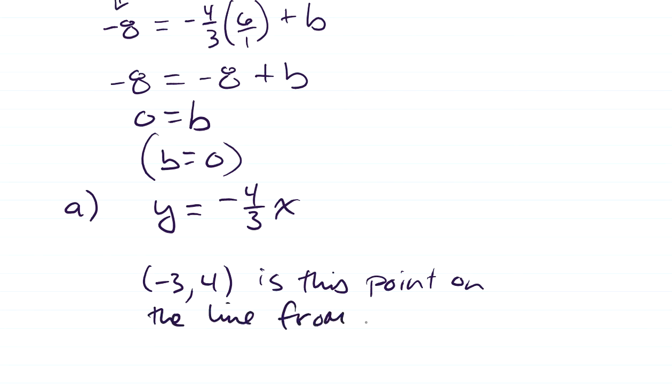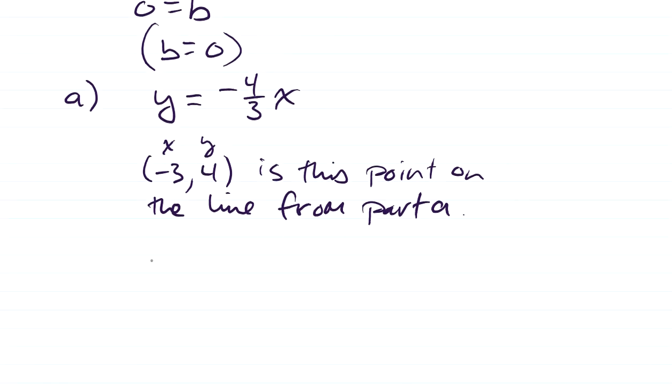Is this point on the line from part A? It will be on the line if that point satisfies the equation and makes it true, and it will not be on the line if it doesn't satisfy it. So let's take the x value and the y value of this point, plug both of those in, and see if it makes this true. The equation was y equals -4/3 x, so I'm going to replace y with 4 from my point, and on the other side I've got -4/3 multiplied by x, which is -3.